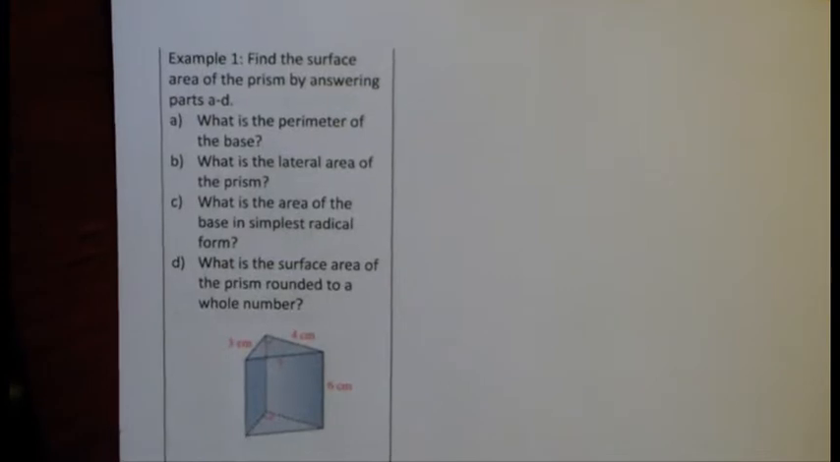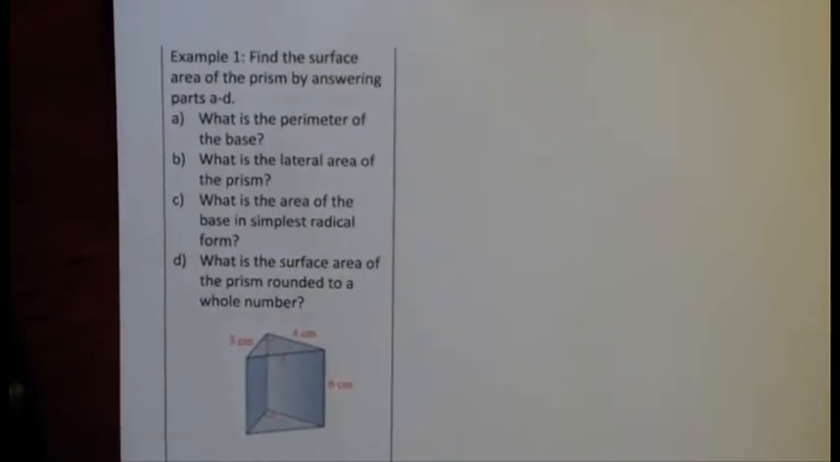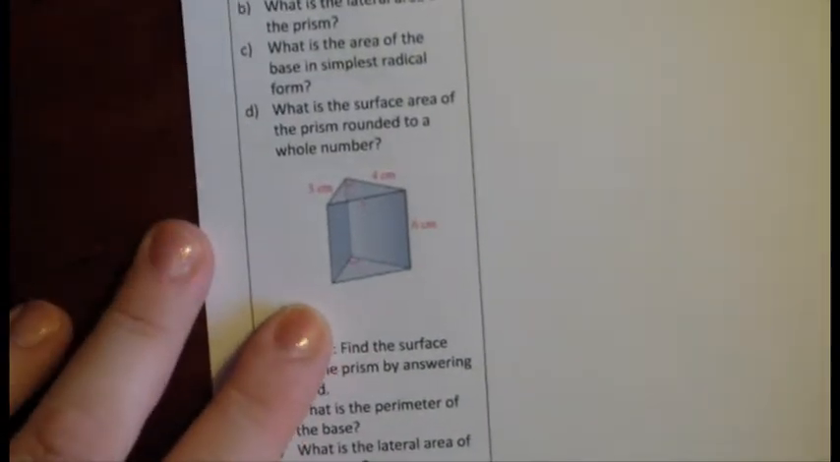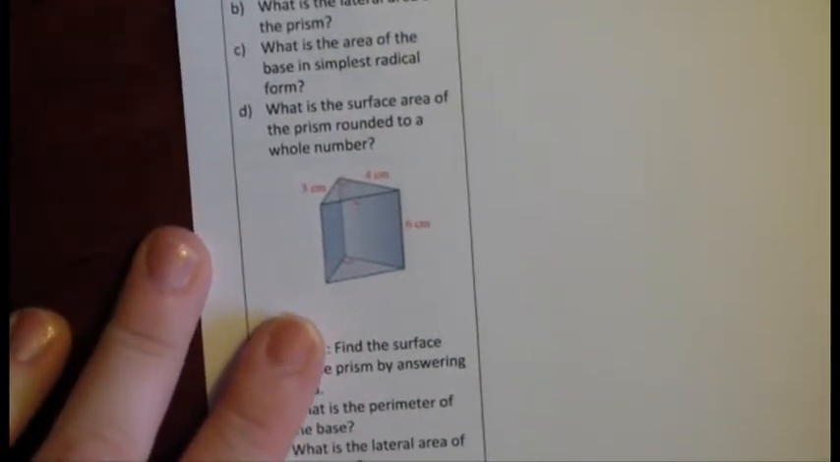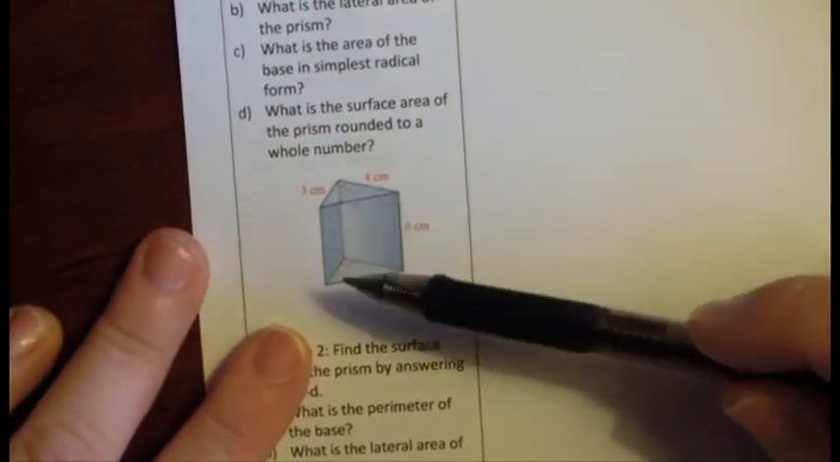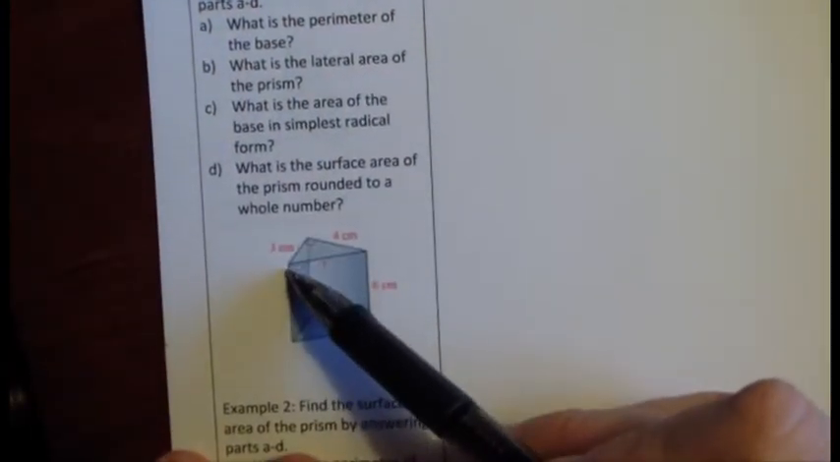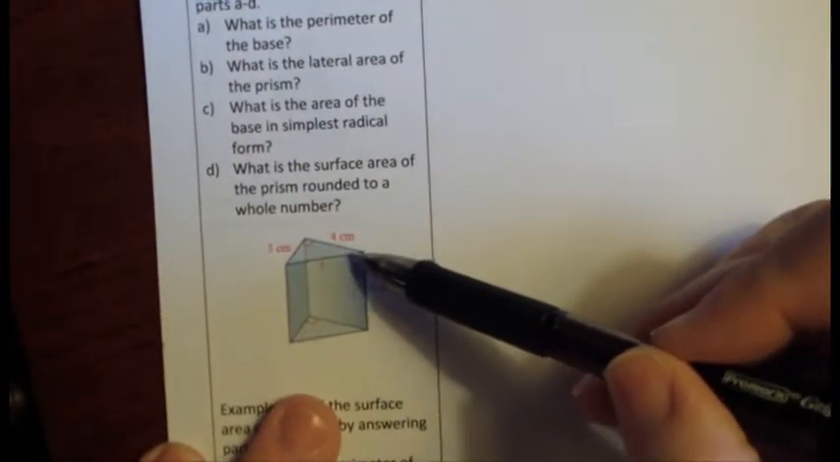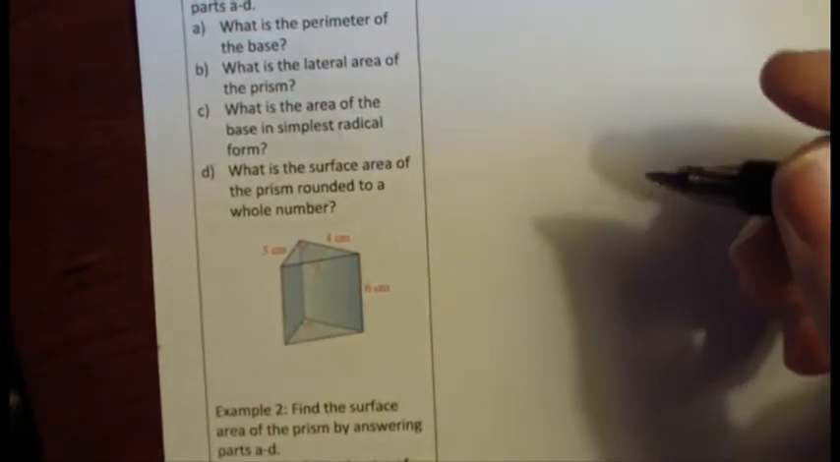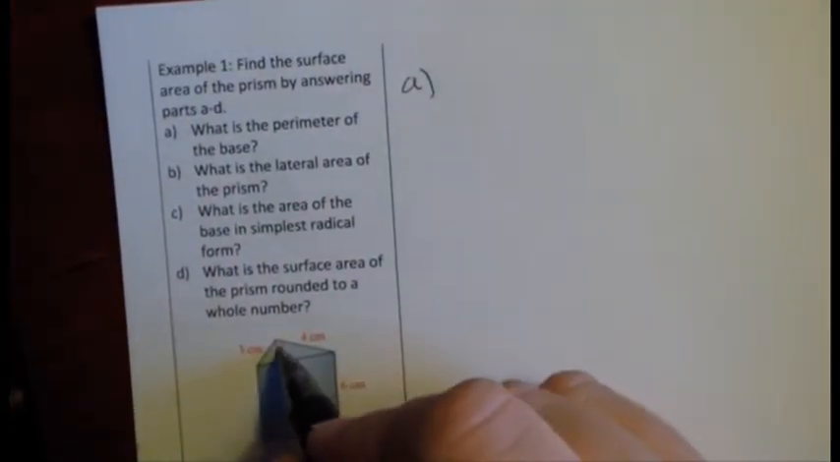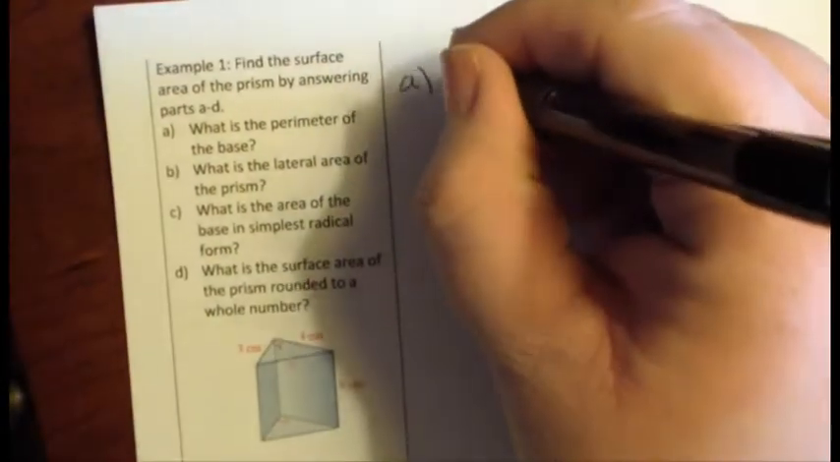All right, example 1. Find the surface area of the prism by answering parts A through D. So we've got our prism down here. It's a triangular prism because our bases are triangles. Now, to find the perimeter of the base, you'll notice we know one side of our base is 3 centimeters and the other side is 4, but we don't know the last part. So we're going to have to do a little bit of calculation to figure out what our perimeter is. You'll notice it's a right triangle because we've got that little right angle sign down there.